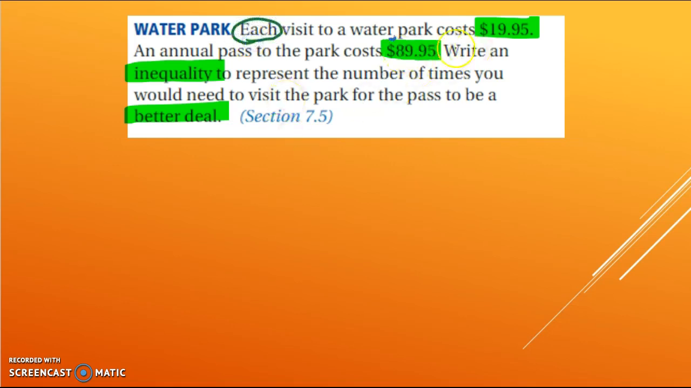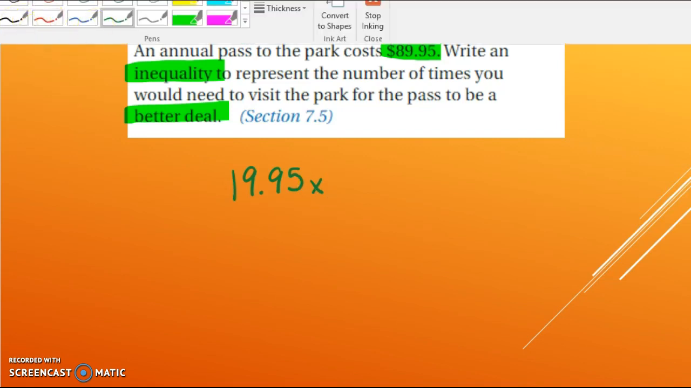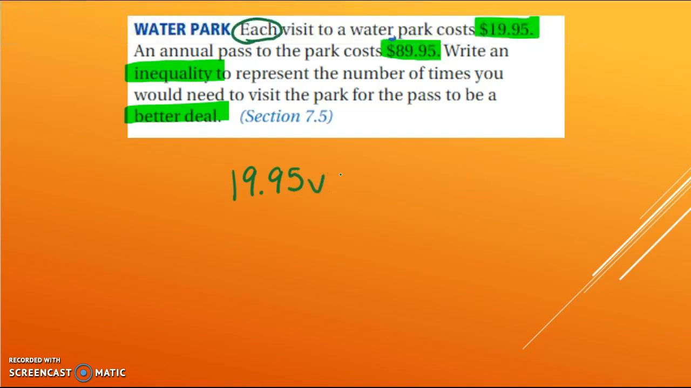There we go. So each is an important word because that is where our variable is going to be. So we know that it's $19.95 per visit for each visit. So X, or I guess we really just put V for visit. Let's put a V there. So it's $19.95 per visit. And we know that the annual is $89.95.